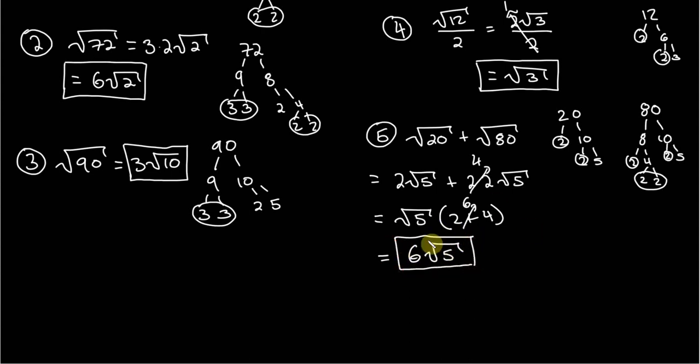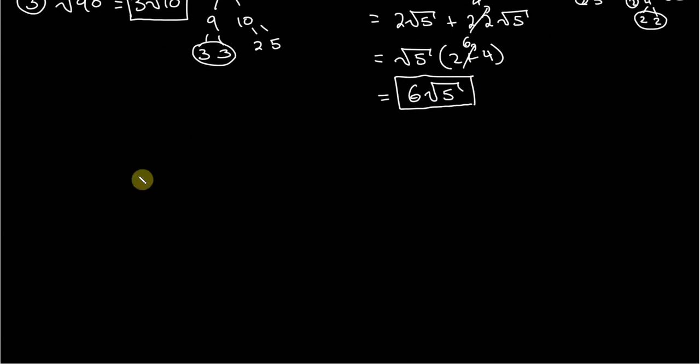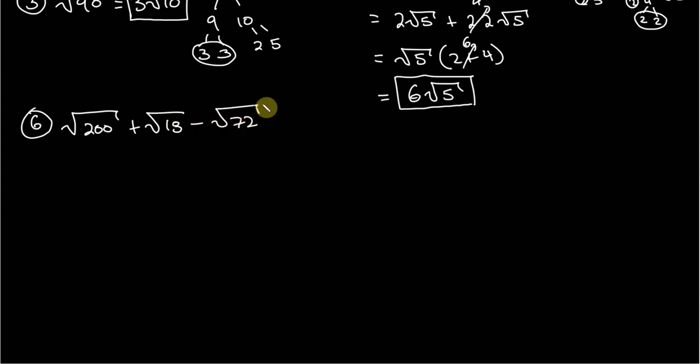I get a bit lazy, I just call it a root, but I'm sure you can follow along. Next one looks really cool. Number 6. We're asked to simplify the square root of 200 plus the square root of 18 minus the square root of 72.